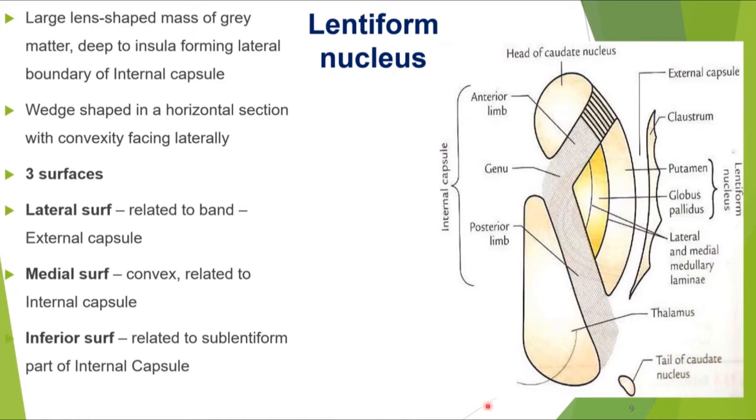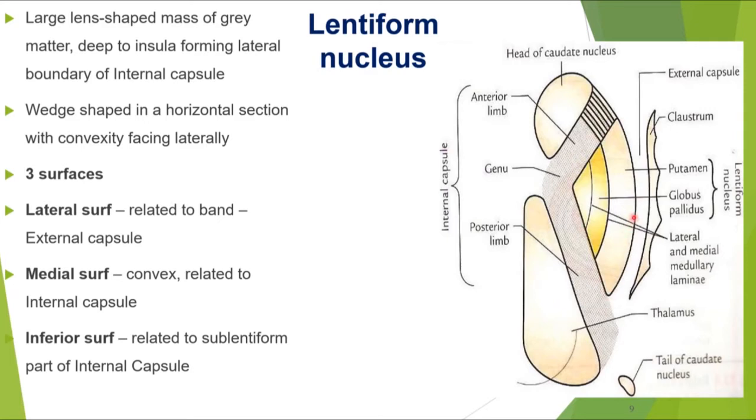If this is the midline, medial most, and this is lateral most, this is the internal capsule. So the lentiform nucleus lies lateral to the internal capsule. It is wedge-shaped in a horizontal section with a convexity facing laterally. That is a convexity facing laterally. It has three surfaces: a lateral surface, a medial surface, and an inferior surface.